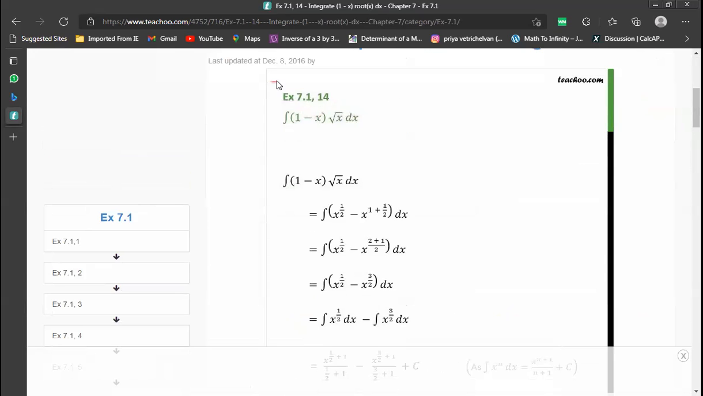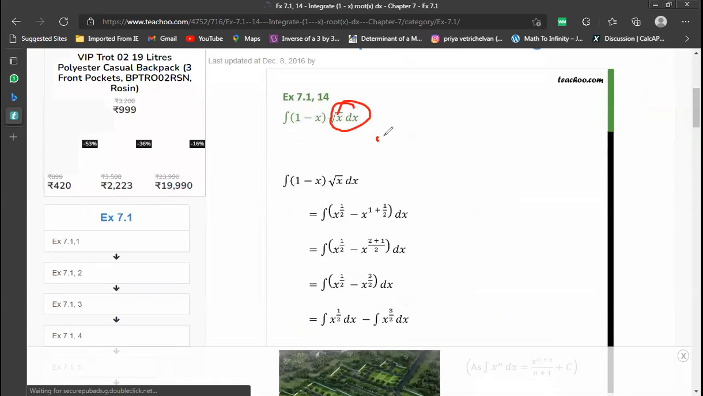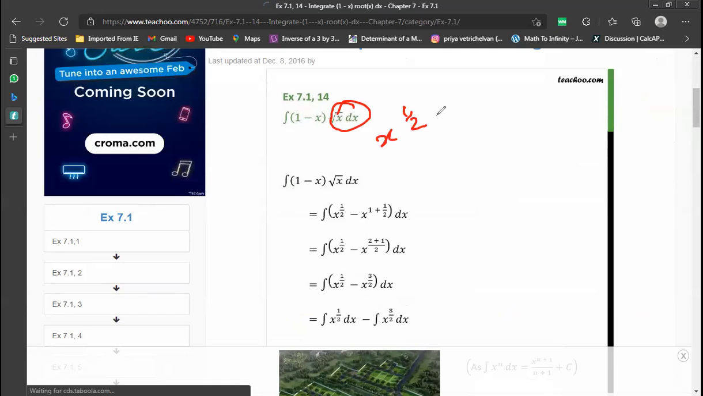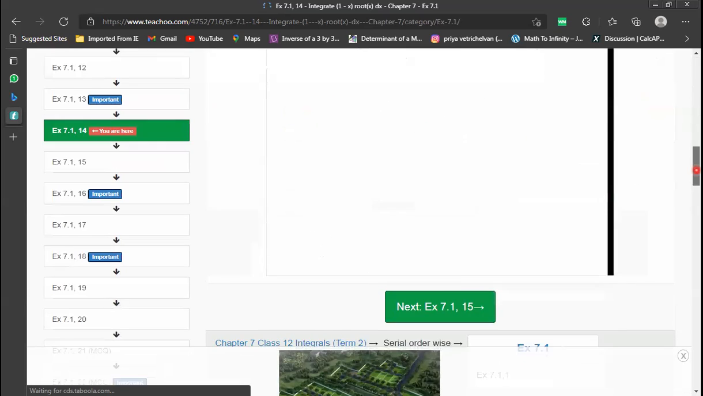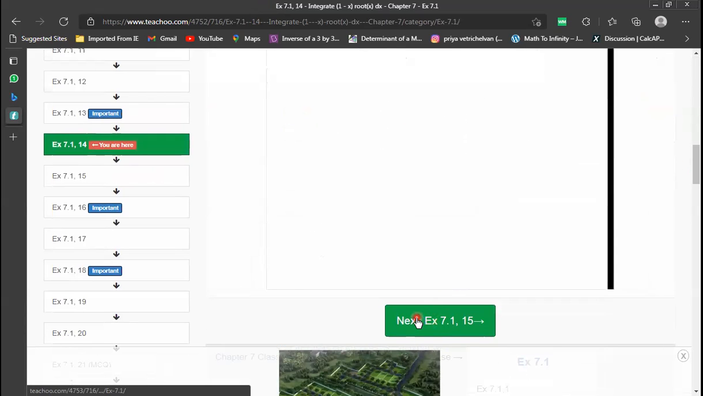This is also the same kind of question. You just have to rewrite the square root of x as x power 1 by 2. Take the x power 1 by 2 inside and do the multiplication, simplify, and then you will be applying the power rule again for the integration.